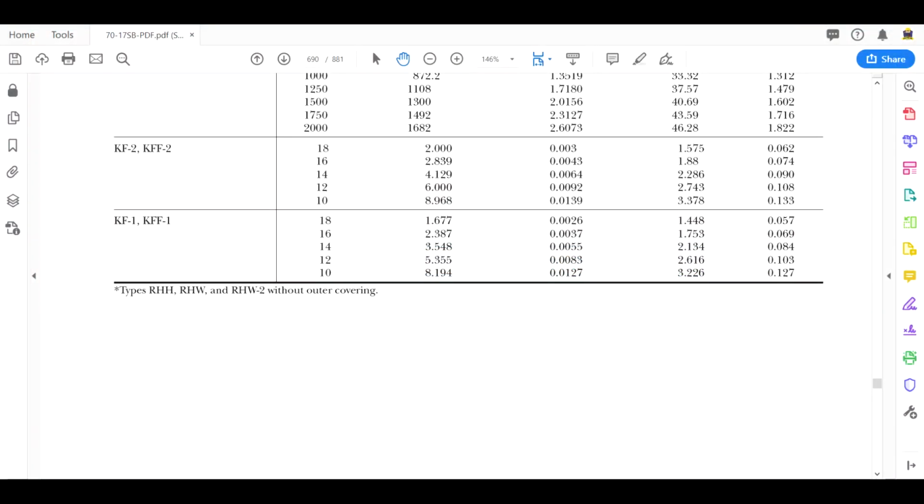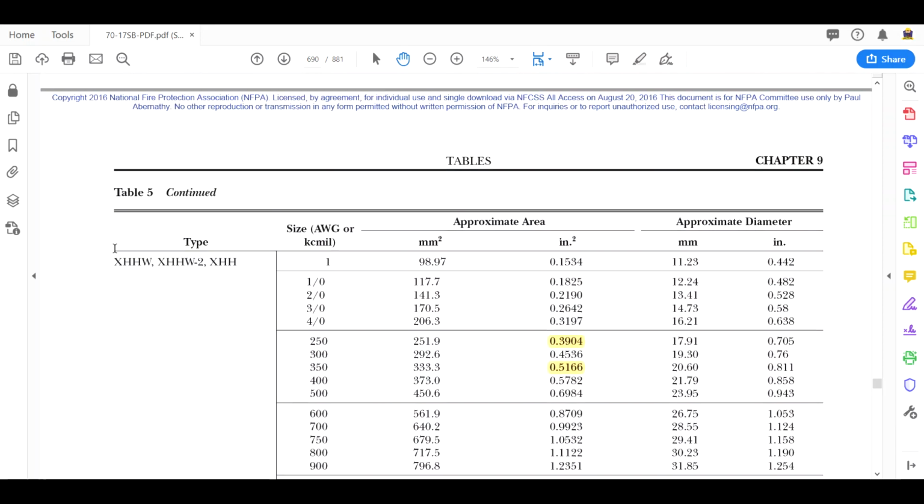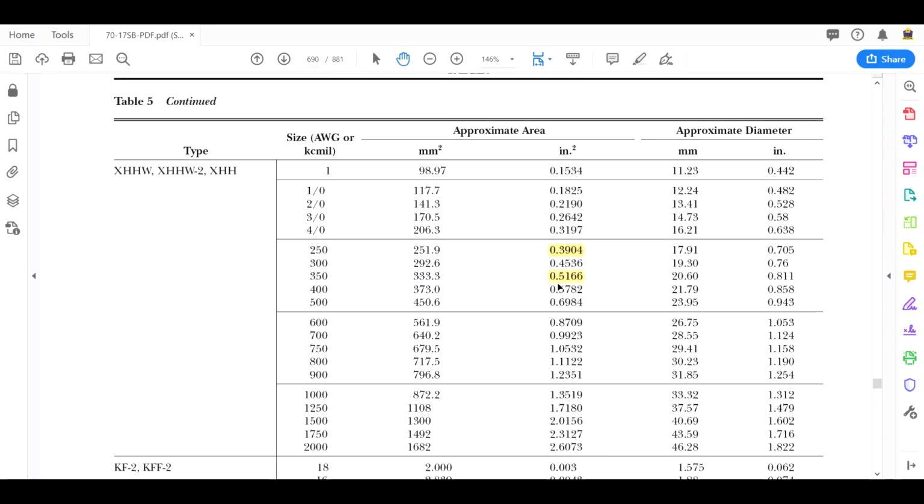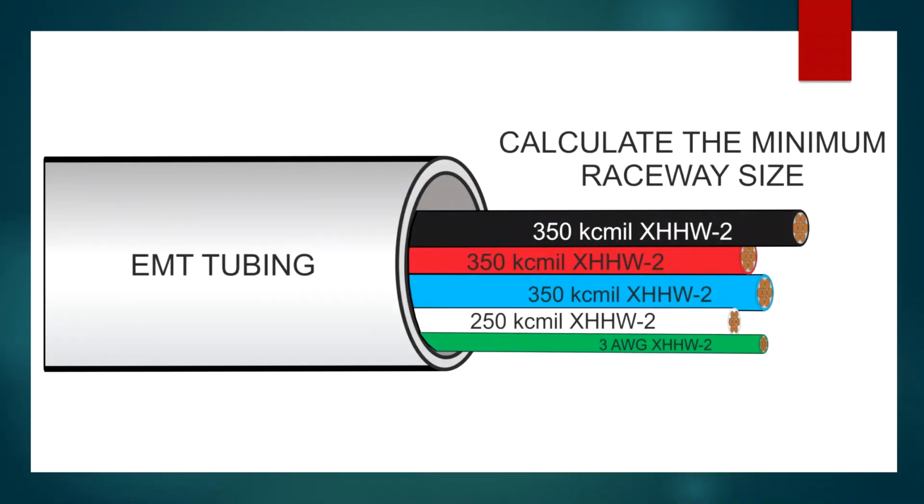And I'm going to go to XHHW right here, and I'm going to go to the 350, and you see that it should be 0.5166. So I'm going to go back to my graphic, and you see that it was 0.5166, and there's 3 of them. So I do that times 3. So for those 3 350s, it's 1.5498 square inches. Okay, that is the approximate area for those.